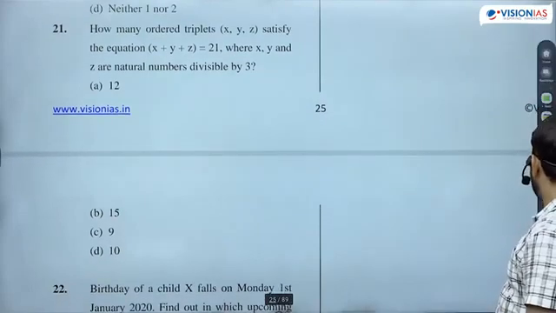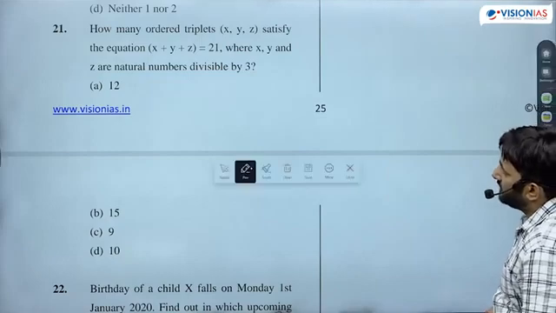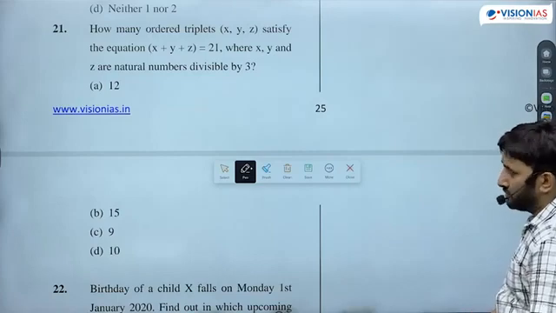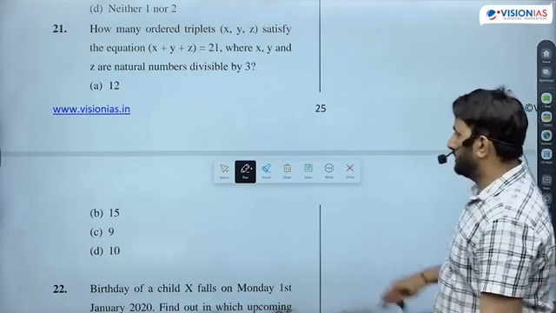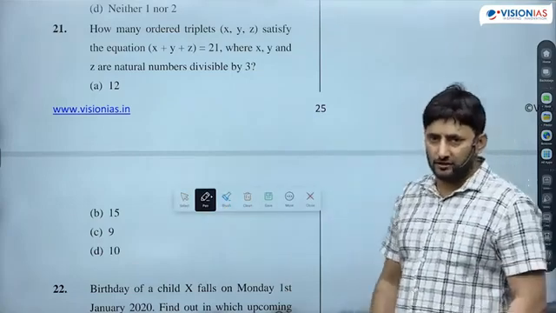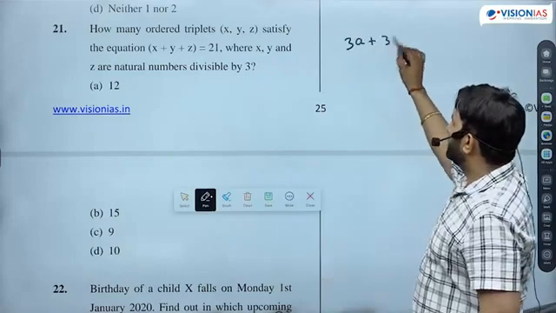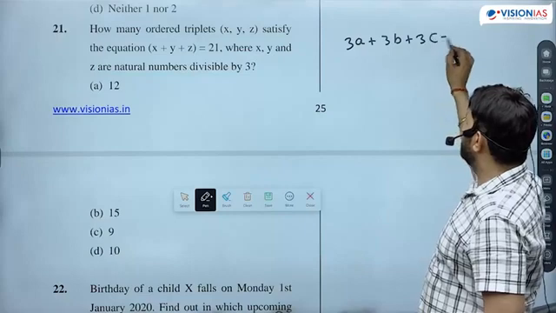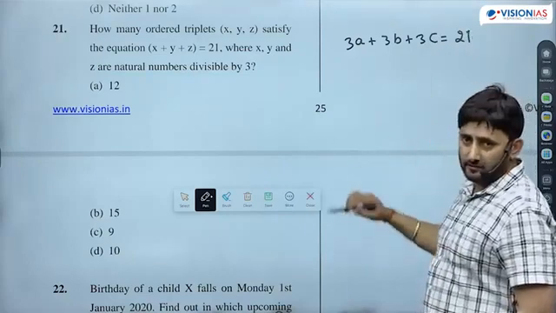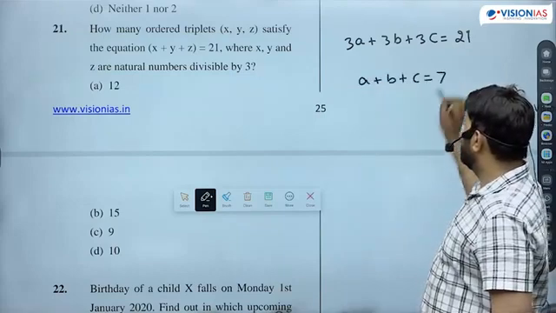Next part. How many ordered pairs of x, y and z exist such that their sum is 21 and x, y, z are natural numbers divisible by 3? So let x equal 3a, y equal 3b and z equal 3c. They are multiples of 3. So 3a plus 3b plus 3c equals 21. We can cancel out 3. A plus B plus C will be equal to 7.